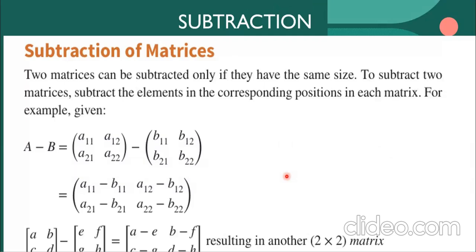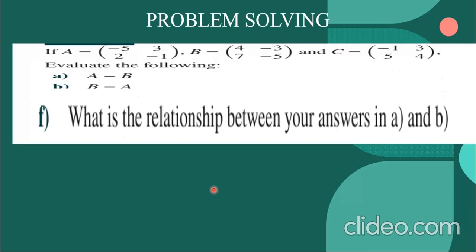Let's look at subtraction of matrices. The same condition holds over here. The condition that holds under addition holds here, and thus the two matrices need to be of the same size or the same dimension. Then again, to subtract the two matrices, you need to subtract the elements in the corresponding positions in each matrix, the same as the addition one.